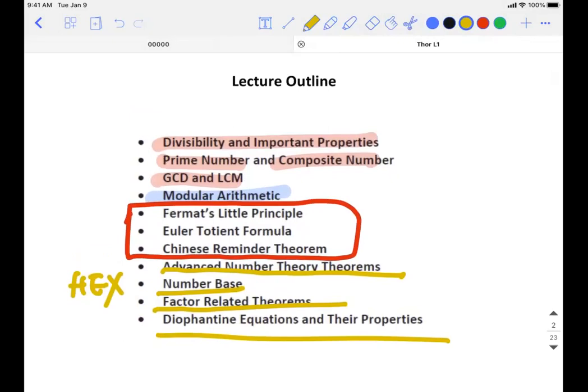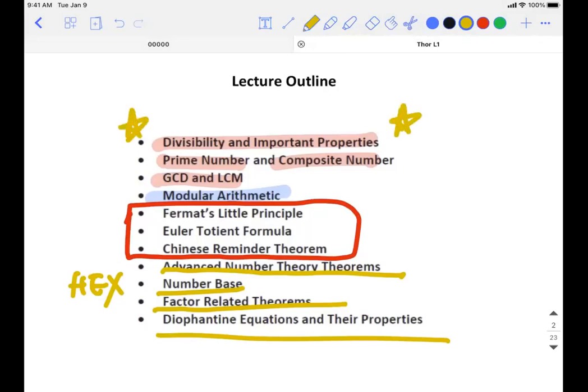All right, so this is a big outline of what we'll be talking about in our number theory lectures. Do we have any questions? All good? Any questions, just let me know, okay? If all good, let's jump to our first part.